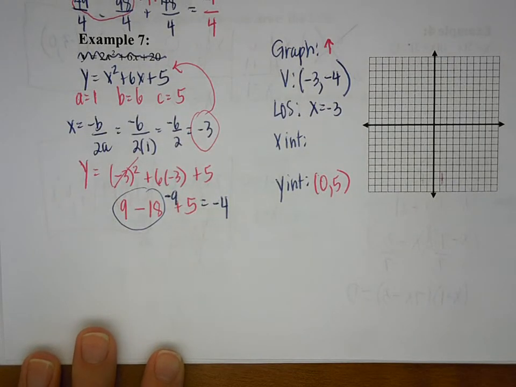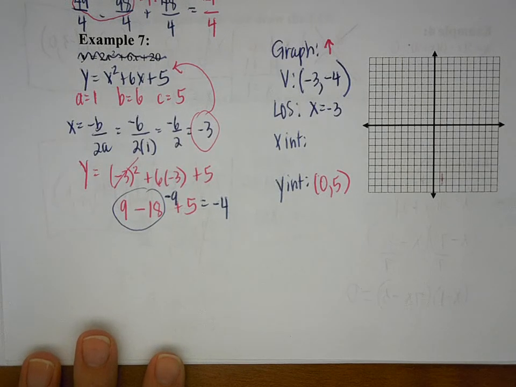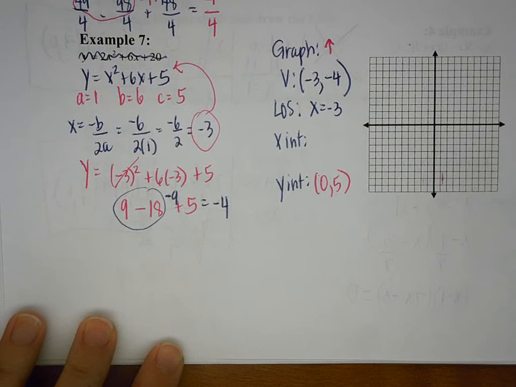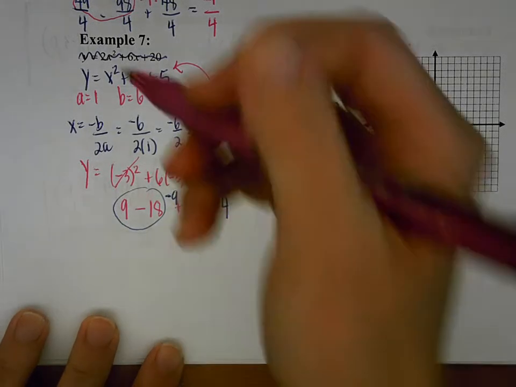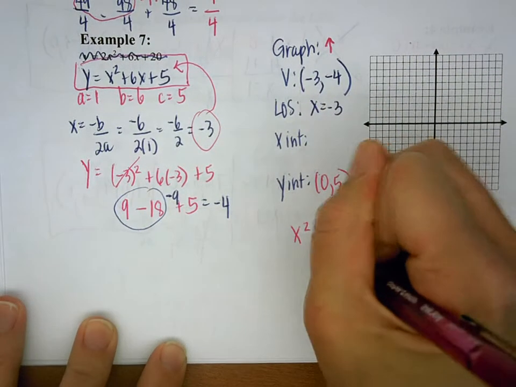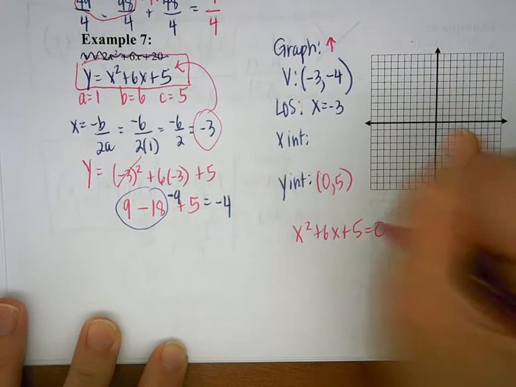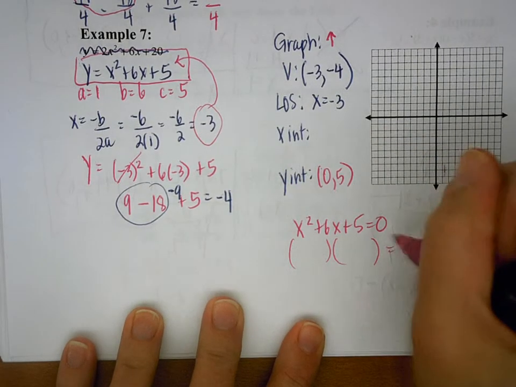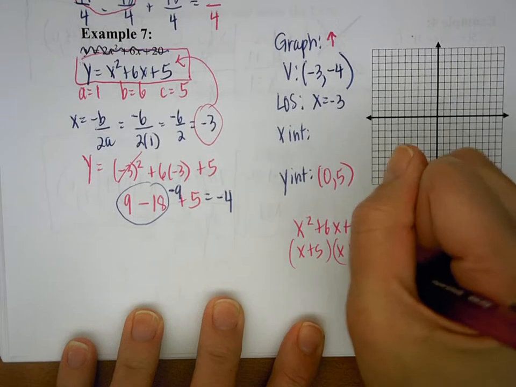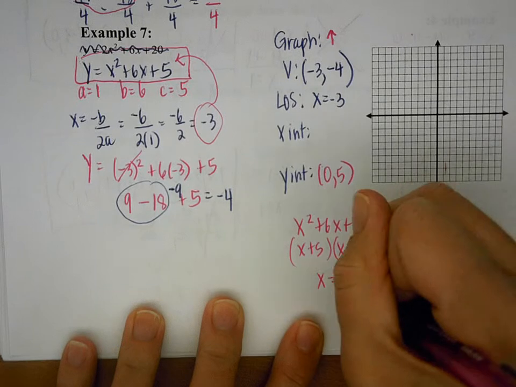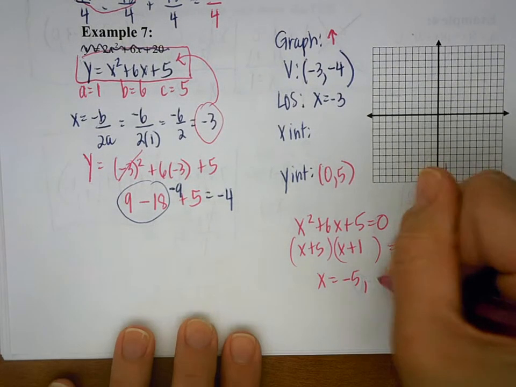Okay, how do I find my x-intercepts? 0 for y and factor, right? So we're taking our equation and we have x squared plus 6x plus 5 equals 0. What multiplies to be 5 and adds to be 6? Good. So we have x plus 5, x plus 1, which means x equals negative 5 and negative 1. How do I write those as ordered pairs?